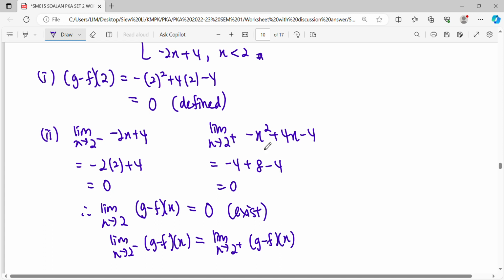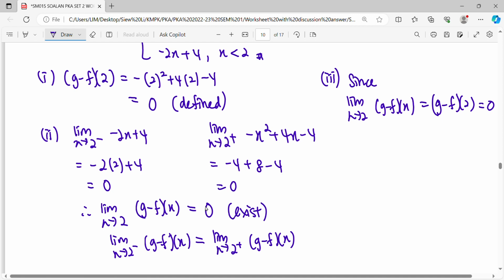Then condition number 3. It will determine whether the point and the limit are equal or not. We can notice that the limit when x approaches 2 for this function is equal to the coordinate of 2, which is the value of 0. Therefore, we can conclude that the function g minus f is continuous at x equals 2.